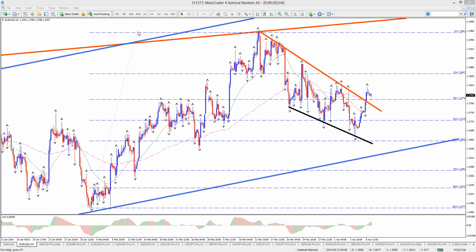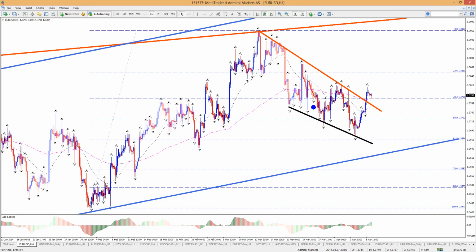Now, in the case of this euro dollar, we can see that price stopped, for instance, here very close to the 61.8 after already stopping at the 50 fib. So that, regarding the euro dollar, could already be a bouncing spot, right?